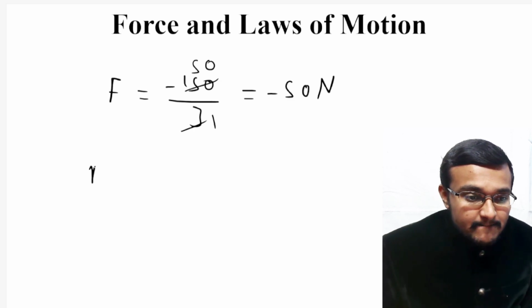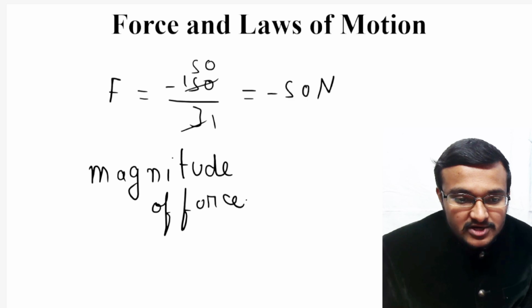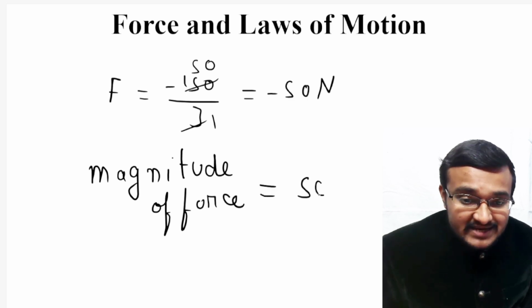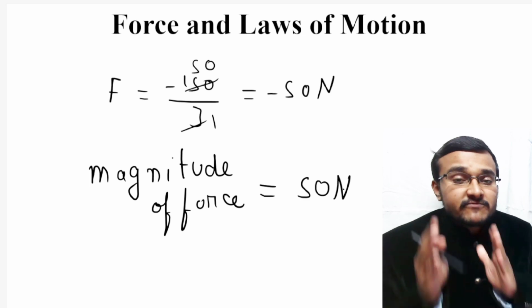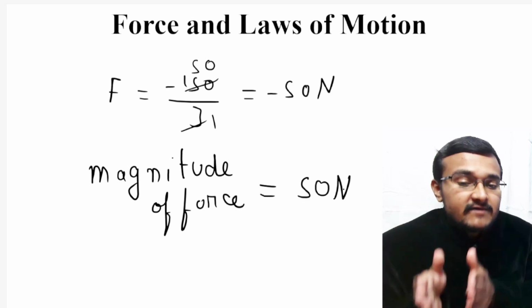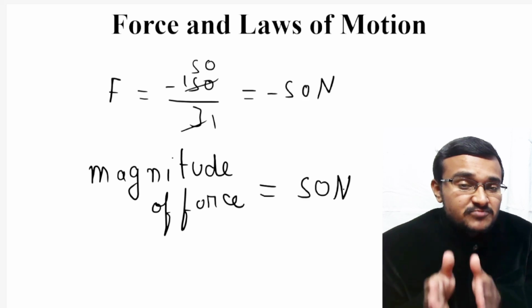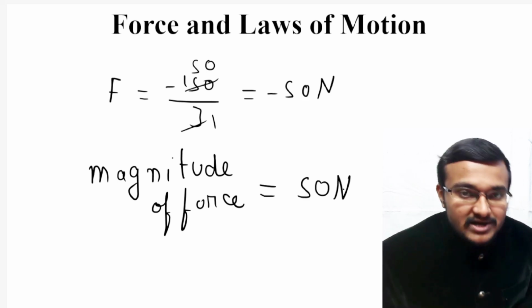So that's why magnitude of force is equal to, you can remove that minus, so that will be equal to 50 Newton. So 50 Newton of force is applied onto the bullet by the wooden block, where this particular force is in opposite direction to the direction of motion of the bullet.